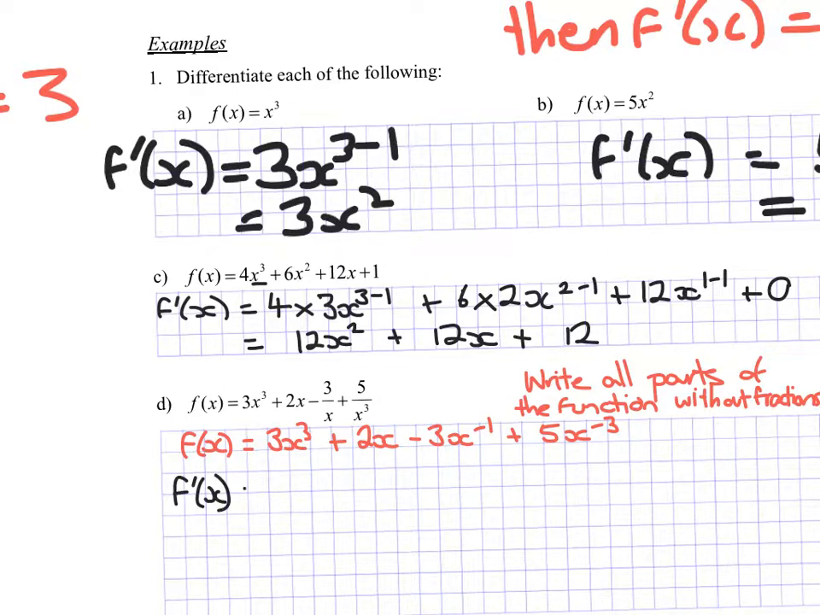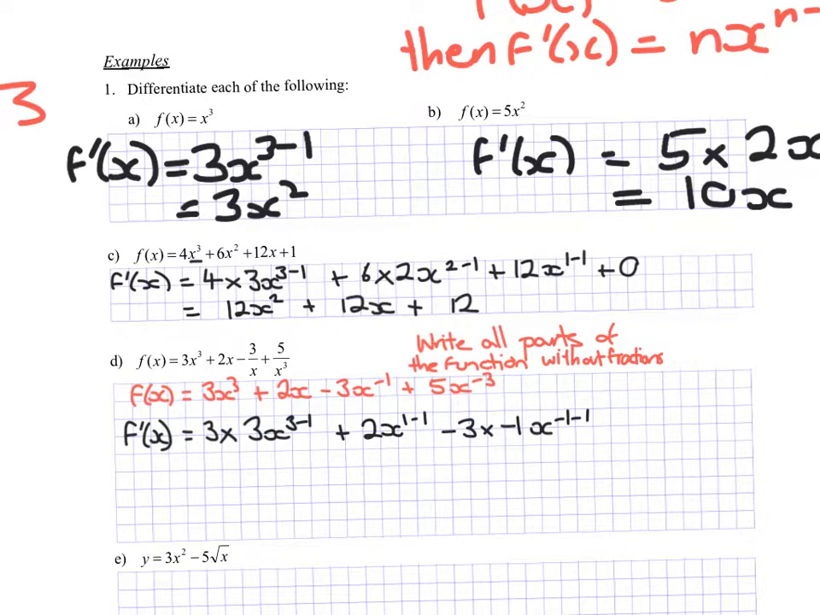Then I'm going to write f dash of x. I'm going to leave the constant out the front, multiply it by, multiply down, subtract 1. Plus 2x, now x is x to the 1, so I'm multiplying down by 1, so I'm not going to worry about it. x to the 1 take 1, plus, take 3, be careful here, times, multiply down, negative 1, x to the negative 1 take 1, multiply down, subtract 1. Finally, plus 5 times, then multiply down, negative 3x to the negative 3 take 1.